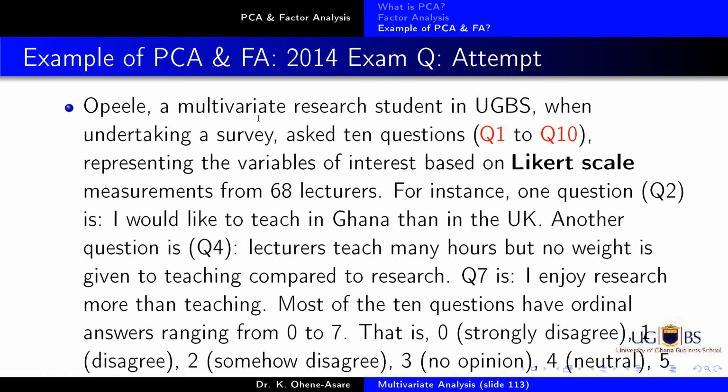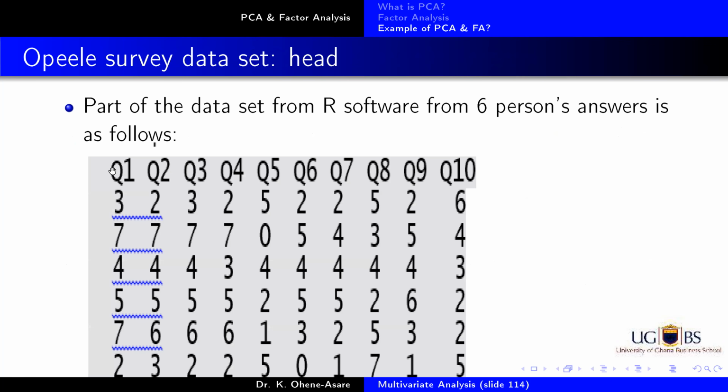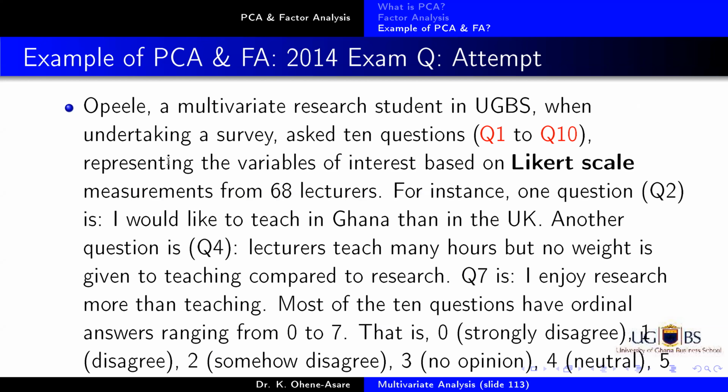Opele. That was a starting point of the question. A multivariate research student in UGBS, when undertaking a survey, asked 10 questions. So they had question 1, question 2, question 3. They represented the variables of interest based on a Likert scale. These are the questions. So question 1 had a result of 3, based on what was asked. So several questions on a Likert scale measurement, from 68 lectures.